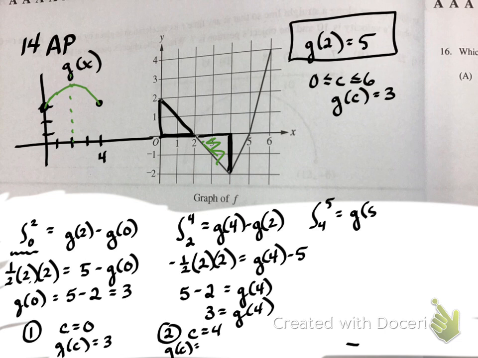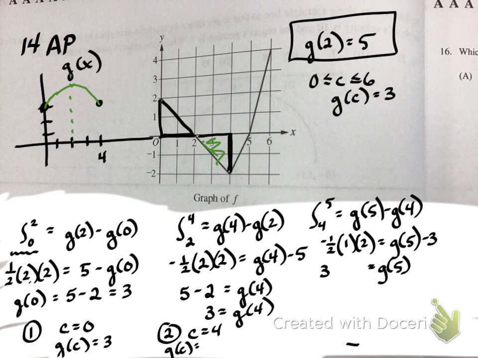And then let's also look at the interval from 4 to 5. That's g of 5 minus g of 4. 4 to 5 is another little triangle. That's a negative 1/2 base times height. G of 5 we don't know. We did just find g of 4 to be 3. So g of 5 is 3 minus 1. G of 5 is 2. And this is still a negative area, so we're still decreasing.